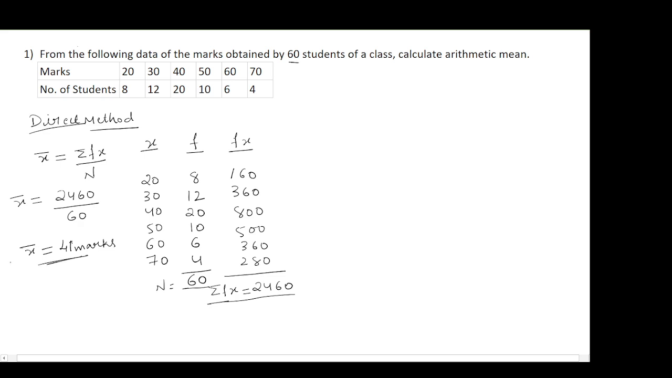41 marks. Okay. So this is the average marks scored by 60 students of a class. So this is how mean should be calculated using direct method for case number 2. Now the same problem we will solve using shortcut method.